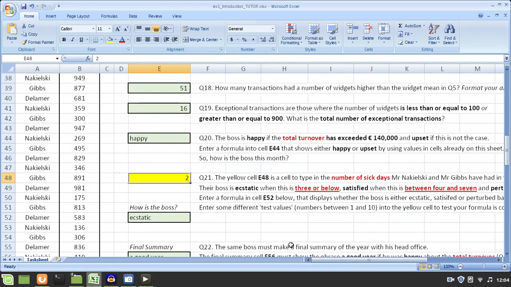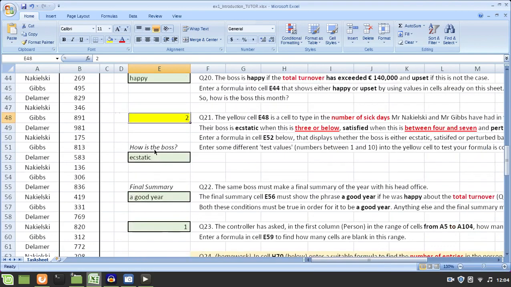Question 21. The yellow cell E48 is a cell to type in a number of sick days Mr. Nikielski and Mr. Gibbs have had in total so far this year. Their boss is ecstatic when this is 3 or below, satisfied when this is between 4 and 7, and perturbed, which is another word for upset, when this is more than 7. So he's very happy when it's 3 or less. He's satisfied between 4 and 7, and perturbed when this is more than 7.